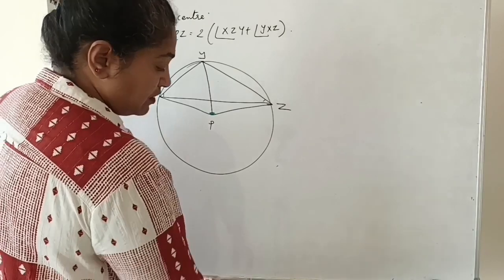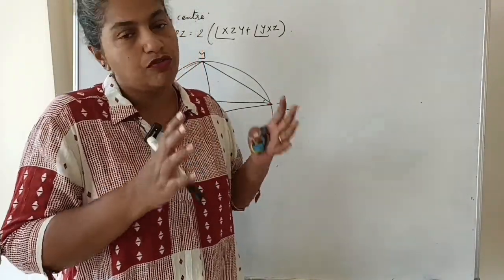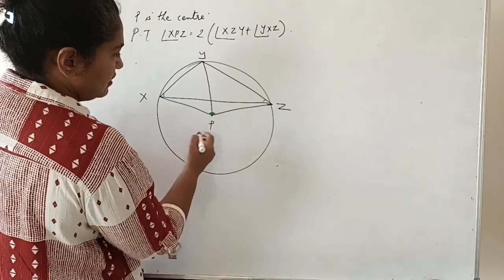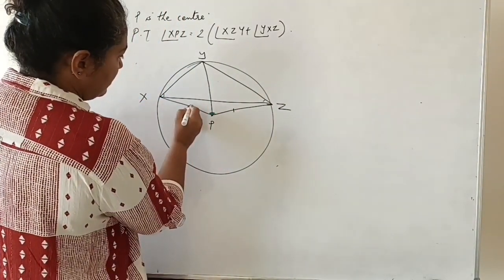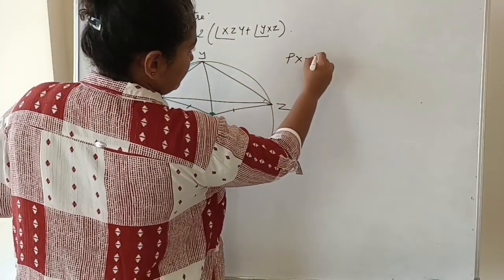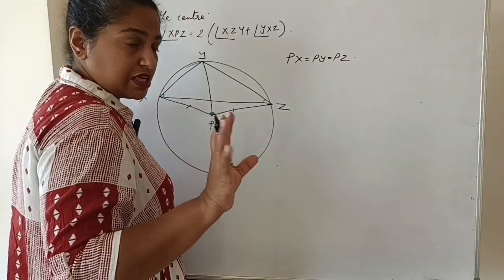So let me follow the second method, assuming that I am a very normal student who is looking at the sum for the first time. So let me write down all the facts. I know P is a center, so I know PZ is equal to PX is equal to PY. They are all radius of the same circle.